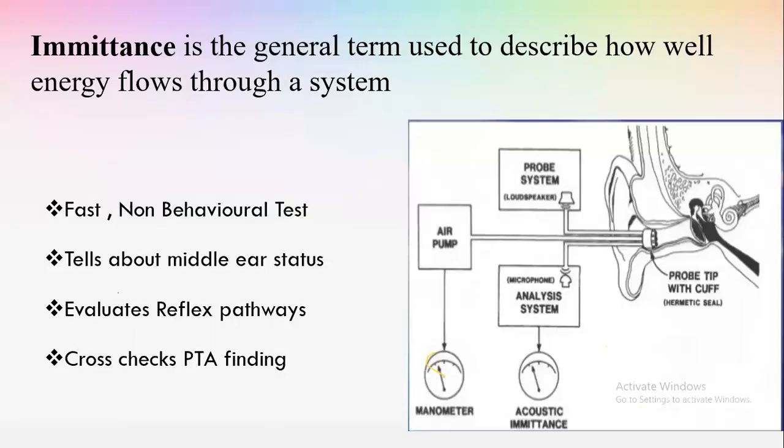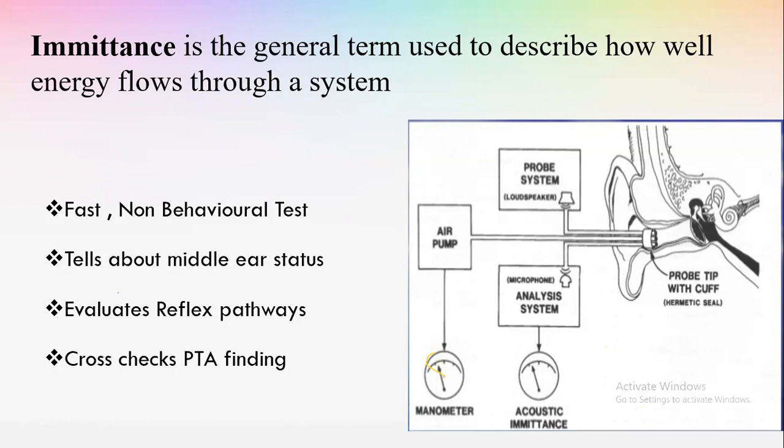Immittance is the general term used to describe how well energy flows through a system. We know that it hardly takes more than 5 minutes to perform immittance. It can be used in children also. It is a non-behavioral test. It can be used in very small babies also.